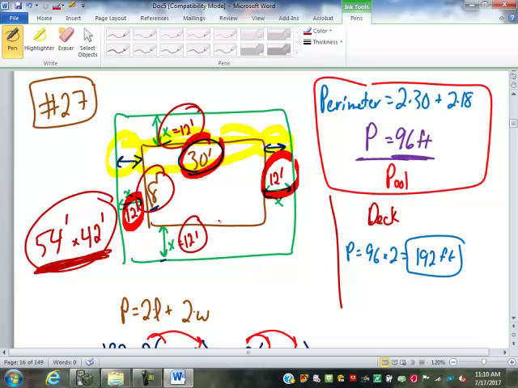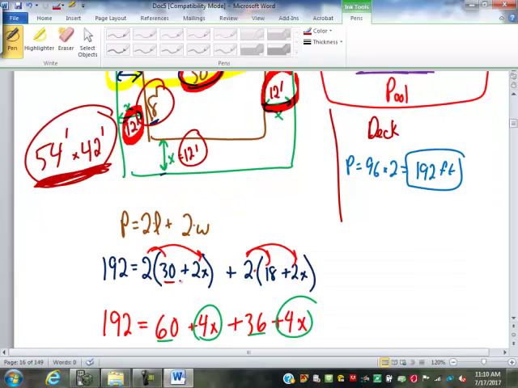Like I said, you could have also done it as just the new length and width. It would have been 30 plus x and 18 plus x. You would get that x is 24, so you just add 24 to each of the length and the width, which is what we did. We added 12 twice.